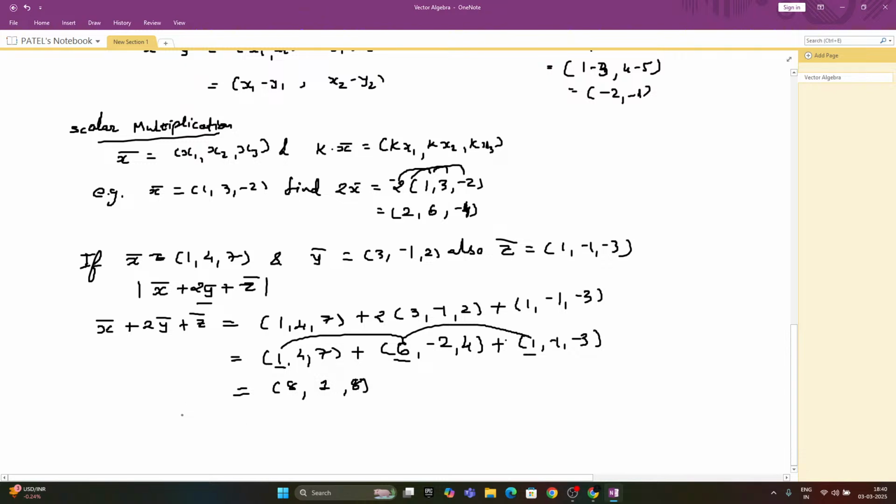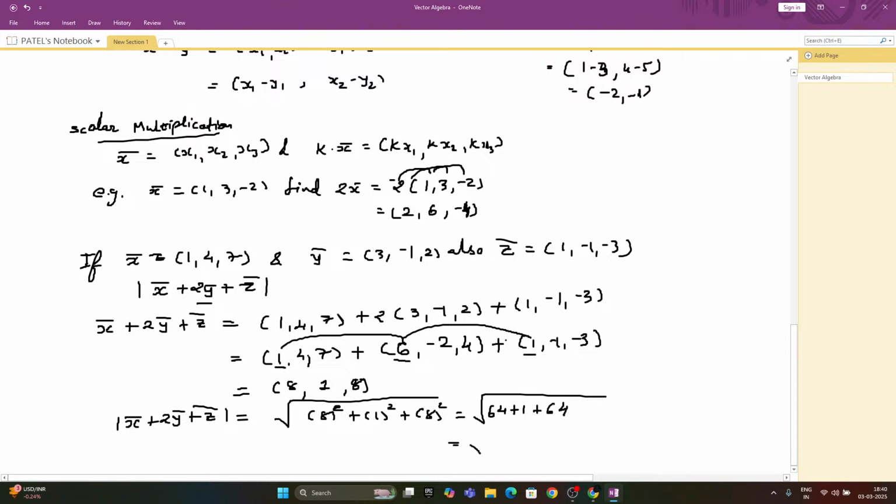Okay. Now we have to take the modulus. So the modulus of x bar plus 2y bar plus z bar is 8 square plus 1 square plus 8 square. If you calculate, it is 64 plus 1 plus 64, 129.